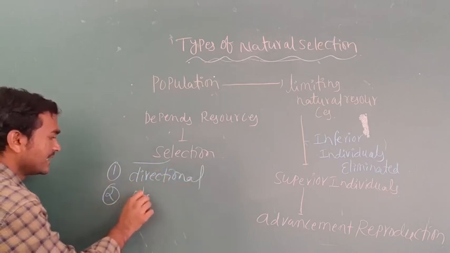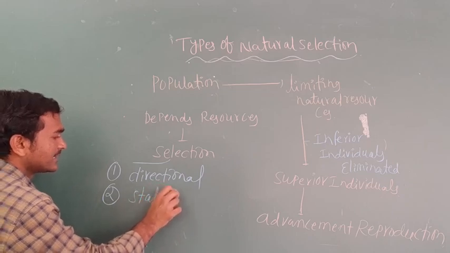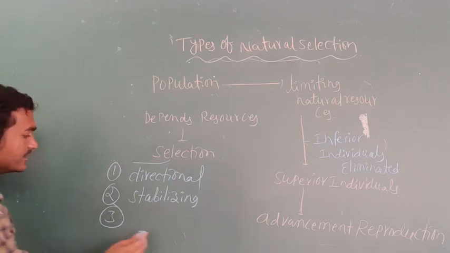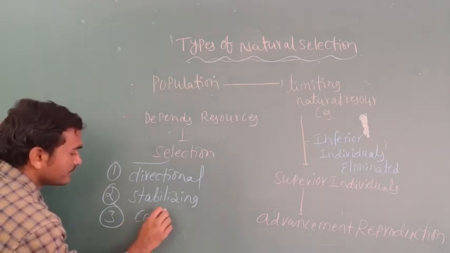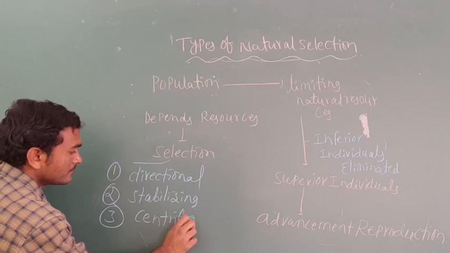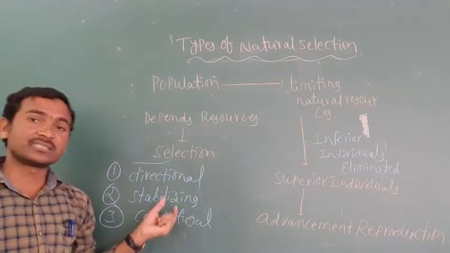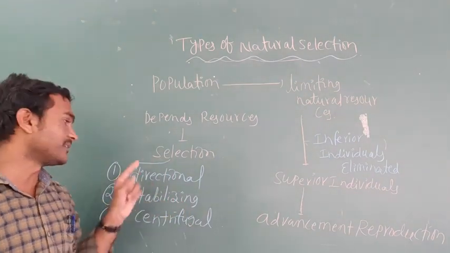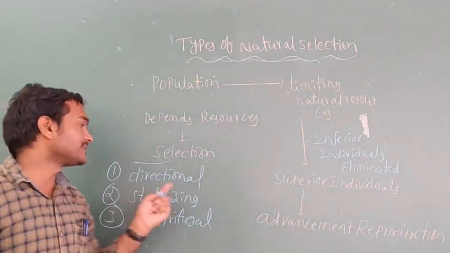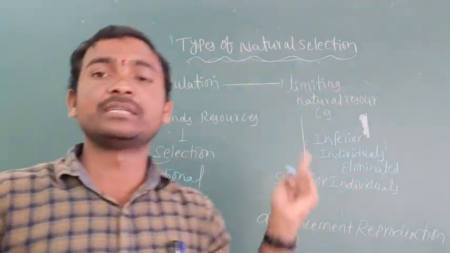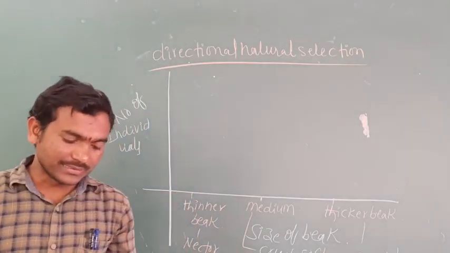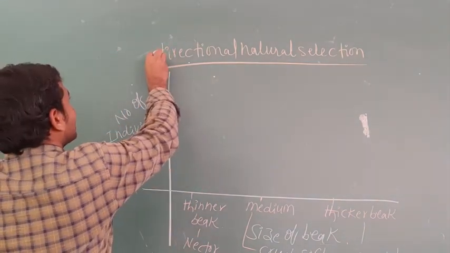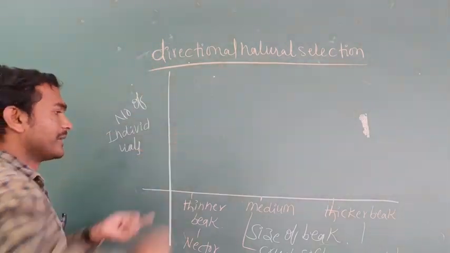The second one is stabilizing natural selection. The third one is disruptive natural selection. The three are directional, stabilizing and disruptive natural selection. First, we are going to discuss directional natural selection through a graphical representation.